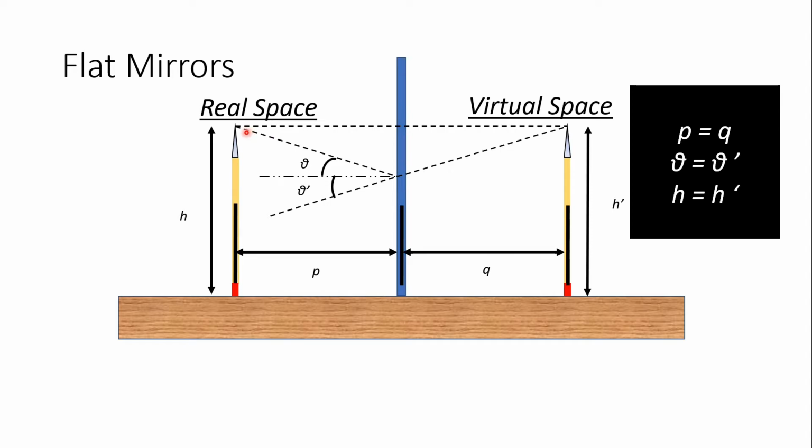Your incident ray of light at an angle to the mirror is reflected back at the same angle, so theta is equal to theta dash. And the height of the actual object is equal to the height of the image in the flat mirror, or H is equal to H dash. Right? Any questions with this?